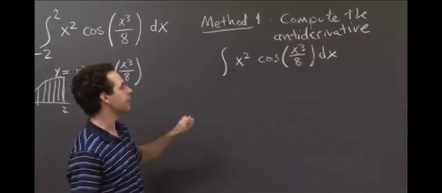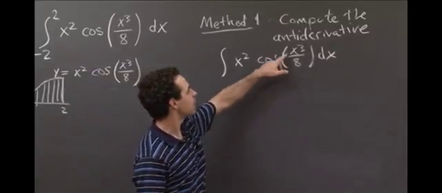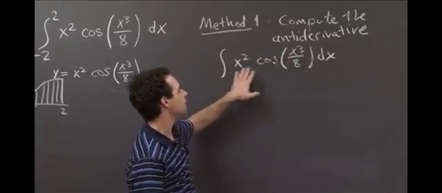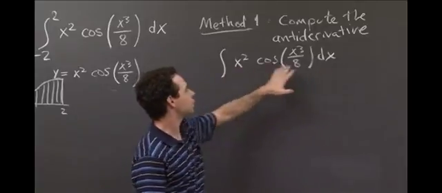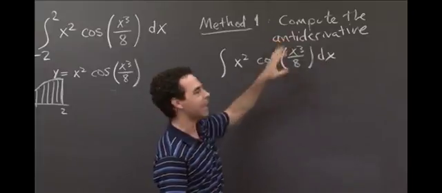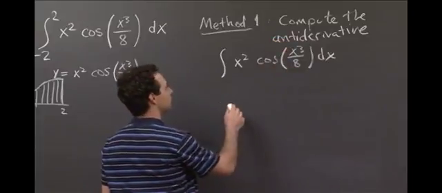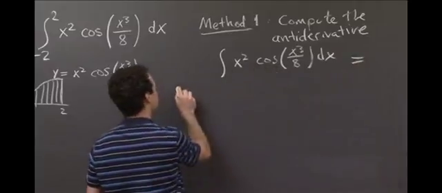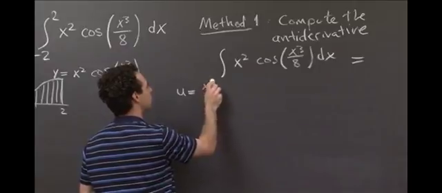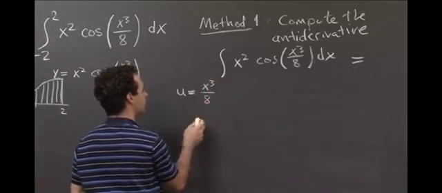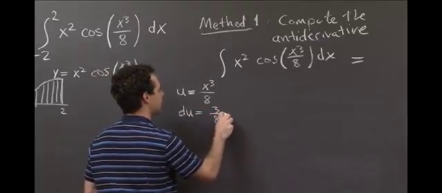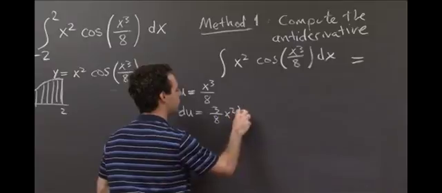a good thing to substitute here is this: inside the function we have this x cubed part, and outside we have an x squared part. So x squared dx is closely related to the differential of x cubed. So we might try the substitution. u equals, well, we can maybe get rid of all of that at once, so make u equals x cubed over 8. In that case, du is equal to 3/8 x squared dx.